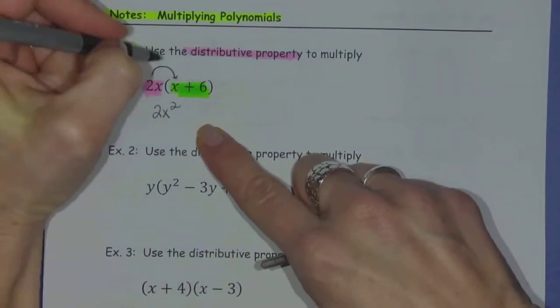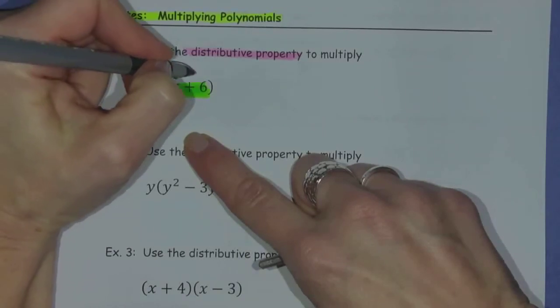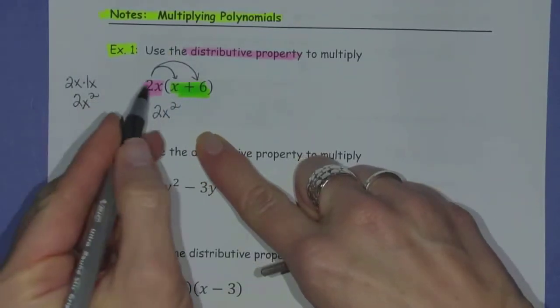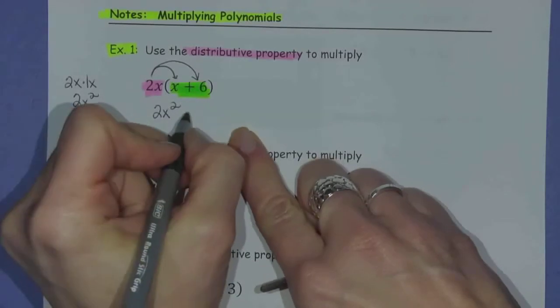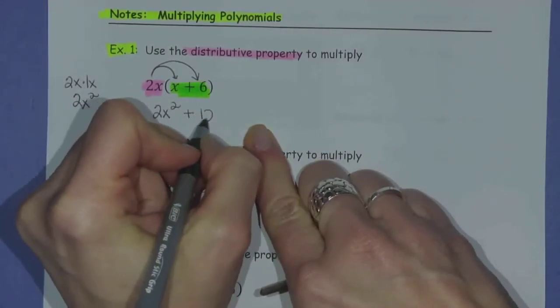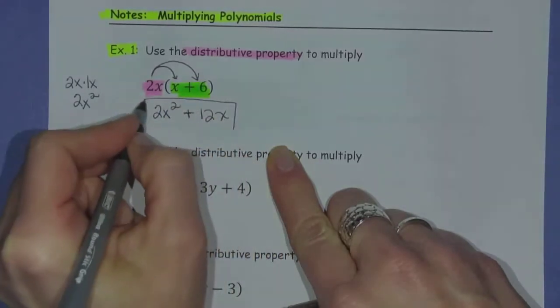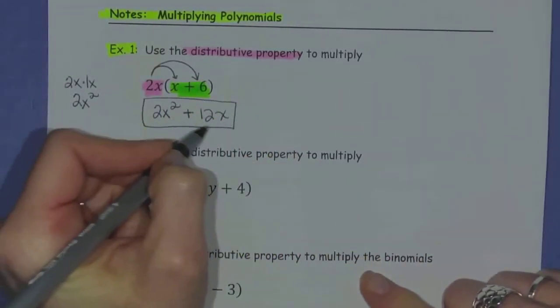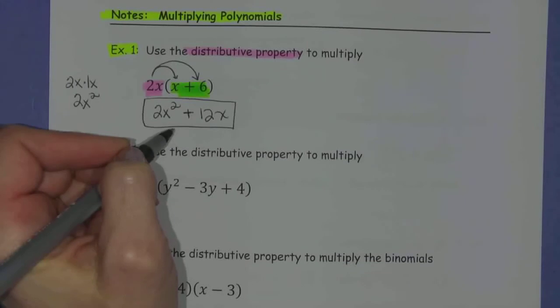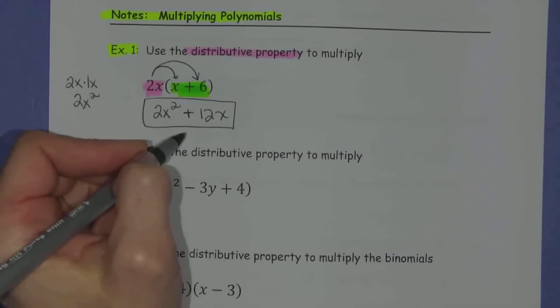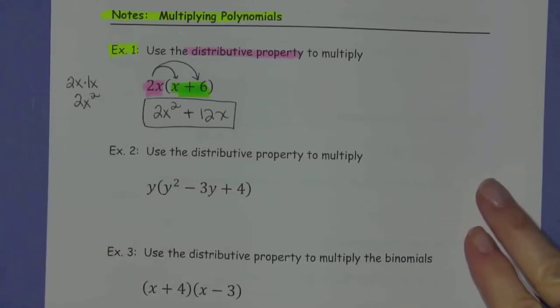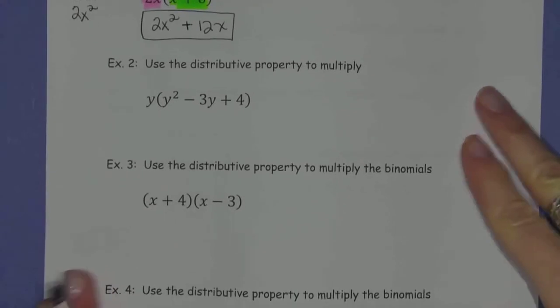And now I'm going to take 2x times a positive 6. And when I take 2x times 6, well, I get positive 12x. Final answer. Pretty simple. I have seen many of you do this on ALEKS, and you may have even done this last year in your math class. Okay, let's go down to example 2.